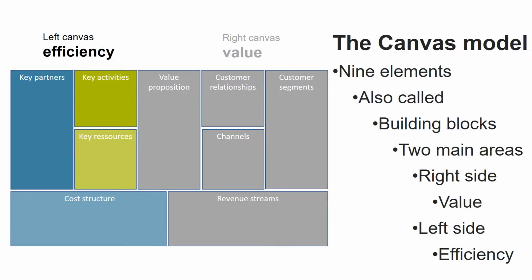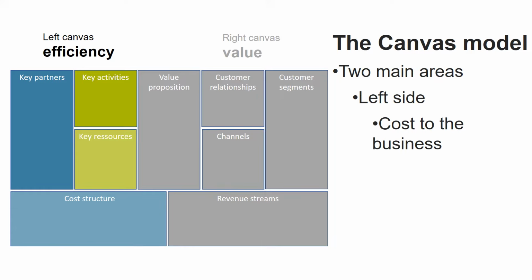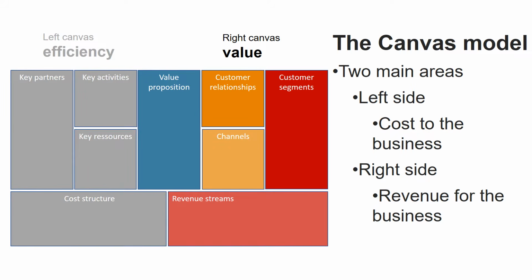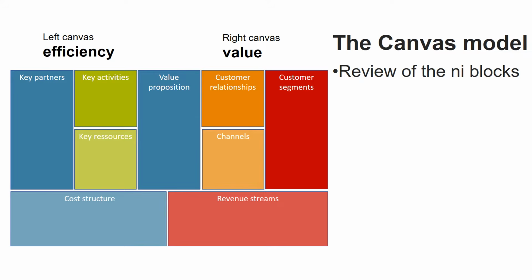The 4 building blocks on the left side of the canvas cover the efficiency side of the model. It is where you learn how to scale your business efficiently. Broadly speaking, we can say that those elements on the left-hand side of the canvas represent costs to the business, whereas elements on the right-hand side generate revenue for the business. Now we shall review each of the 9 building blocks.